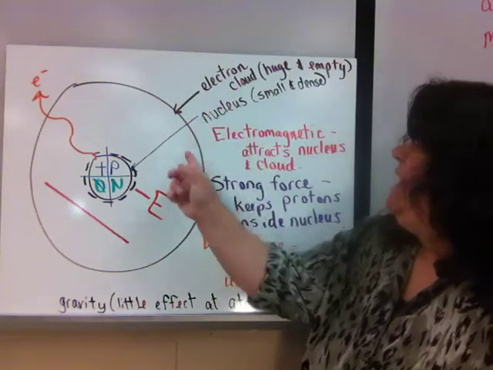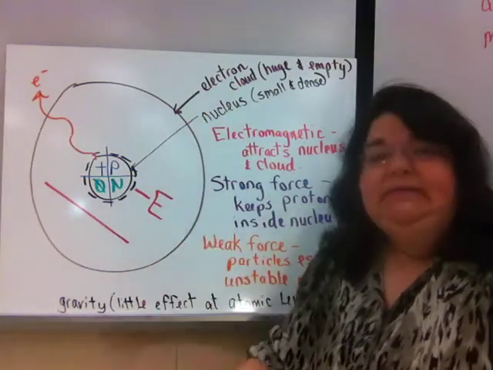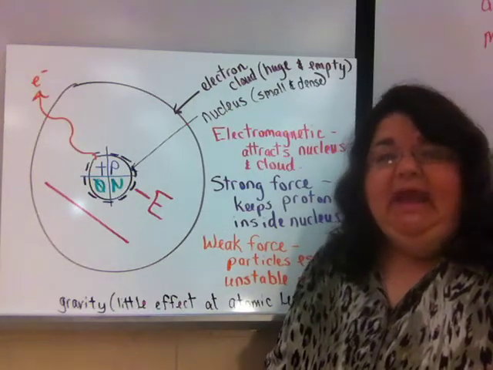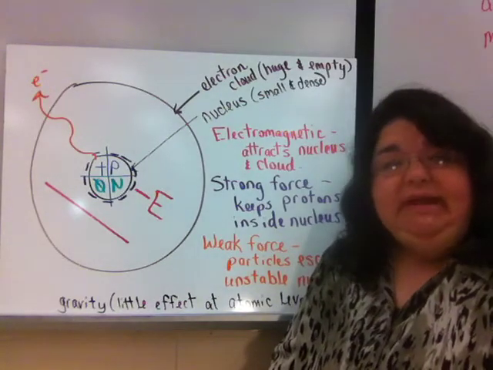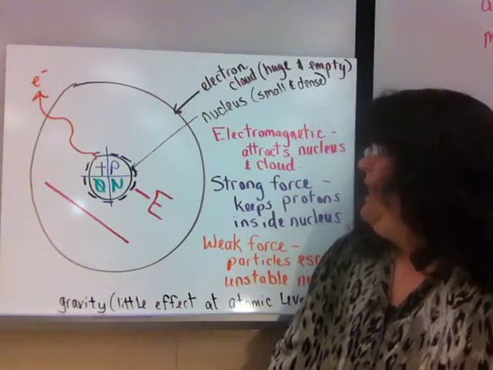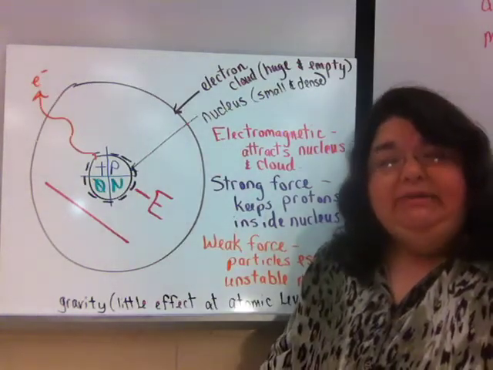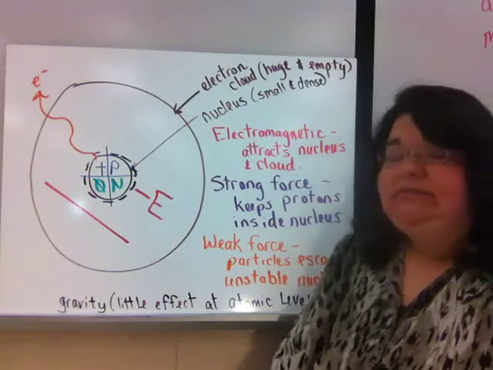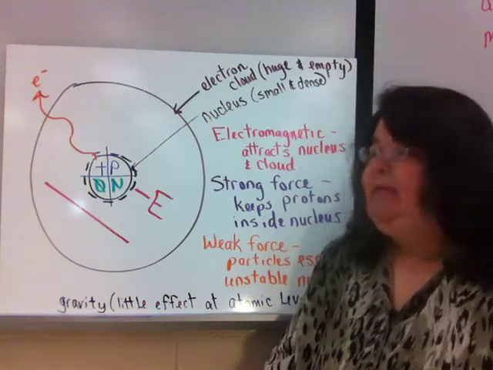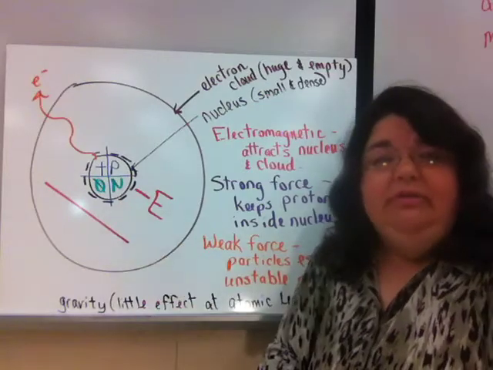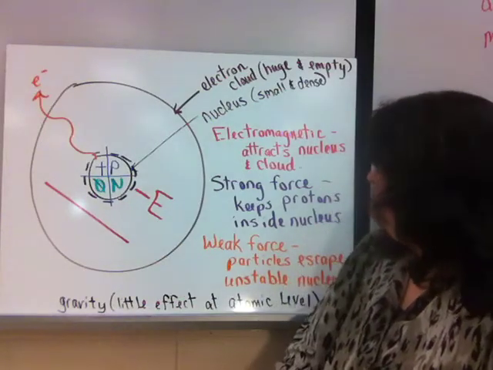So the electron cloud, the big brown circle, is mostly empty space and contains only these negatively charged electrons. Inside the nucleus, we have the protons and the neutrons, and the nucleus is very small and very dense, and it is the location of all the mass of the atom.